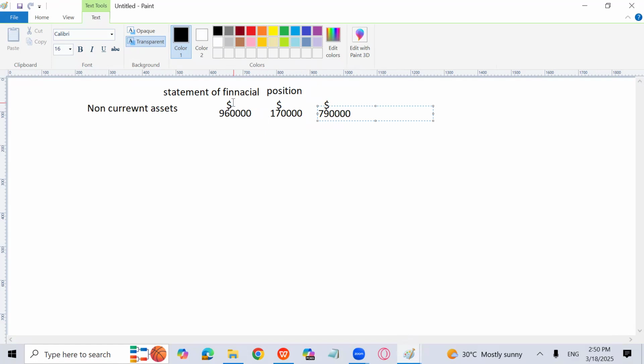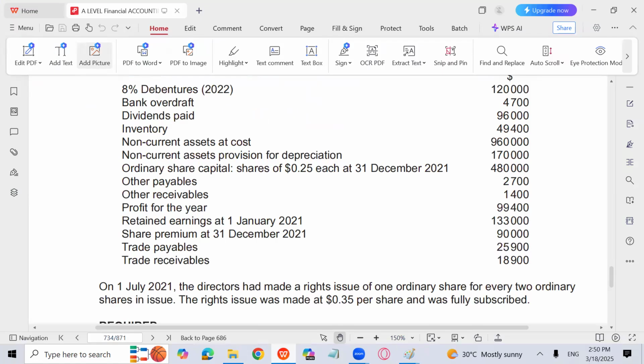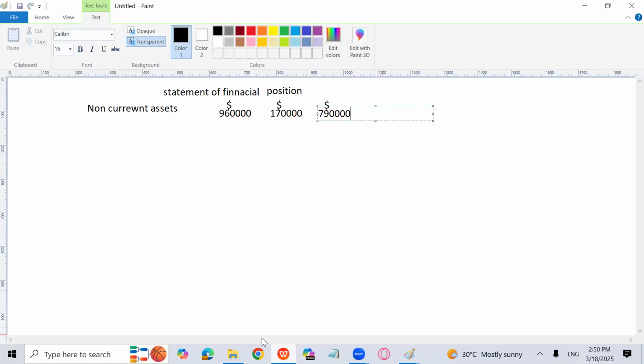This is basically cost, depreciation, and then the net book value. So let me check the depreciation amount. That is 1,70,000. That's fine. Now I'll go with the current assets. In current assets, I have to write closing inventory. I will use abbreviation, but you can't use abbreviation. Then trade receivables. Then you have to write other receivables.